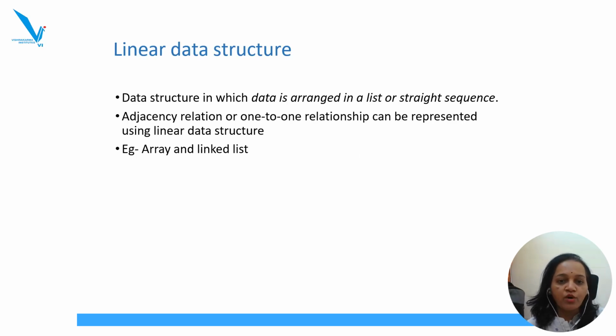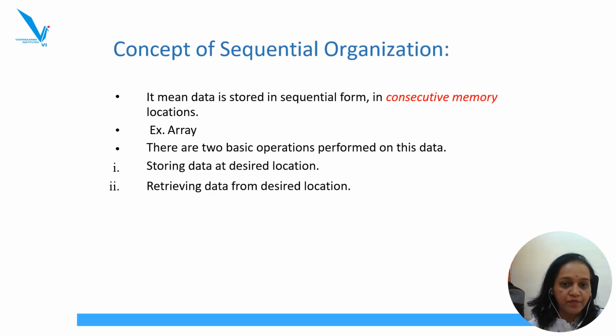So first, what is a linear data structure? A data structure in which data is organized in a list or a straight sequence. Adjacency relation or one-to-one relation can be represented using linear data structures. So we have two types of linear data structure. One is array and the second one is linked list. And we are going to study both of them in the upcoming lectures.